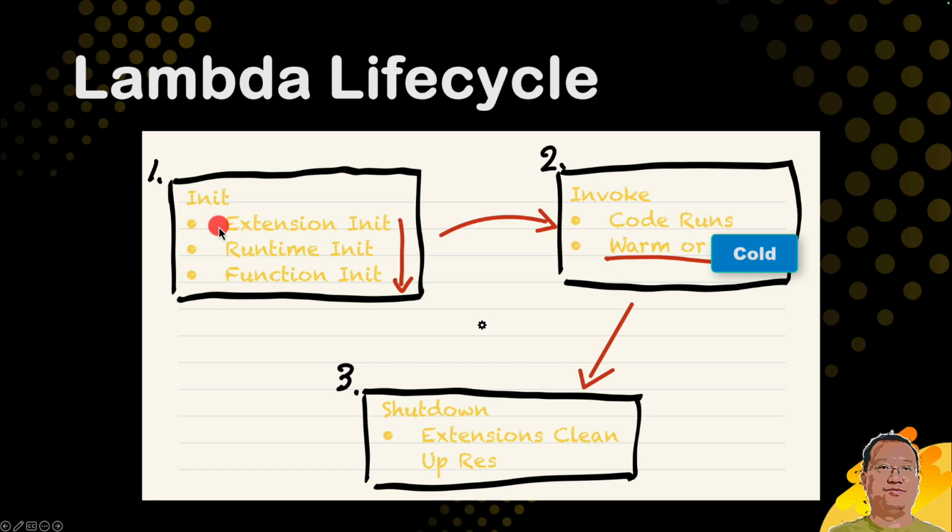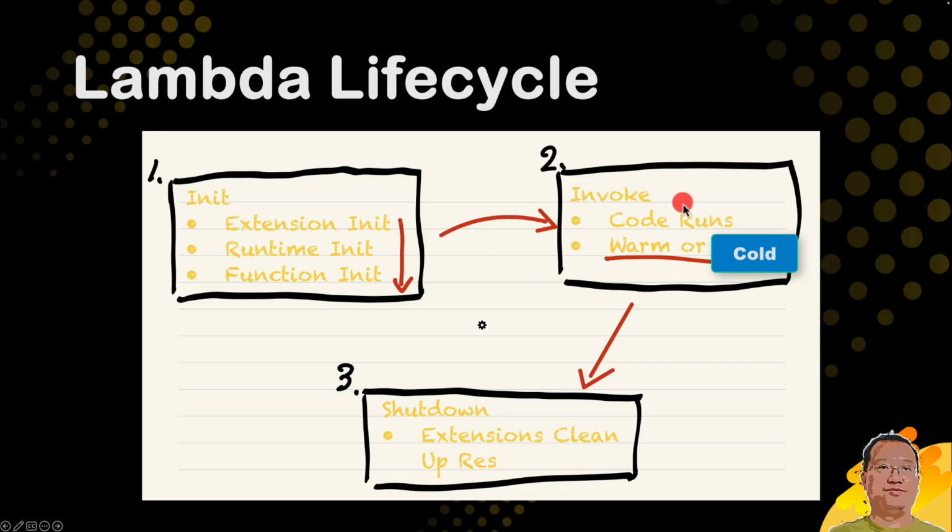It has three steps. Extension init for tools like monitoring or security from AWS, or you can create an extension by yourself. Runtime init loads the programming language runtime. Function init runs your static code. This happens only once, unless the Lambda execution environment is removed, the other name we call a container. Usually the container will be removed 5 to 15 minutes after it was invoked, but it's not guaranteed.